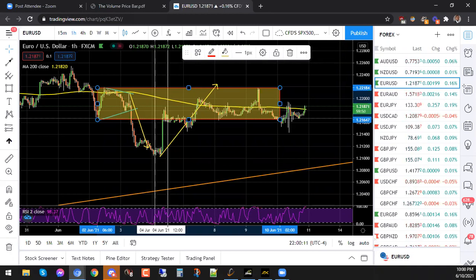All right, Sandraka says volume candle is after correction. Yes, it's going to be after a correction, and it's going to be at the end of an impulse as well, right? So it can start a correction, it can start an impulse.